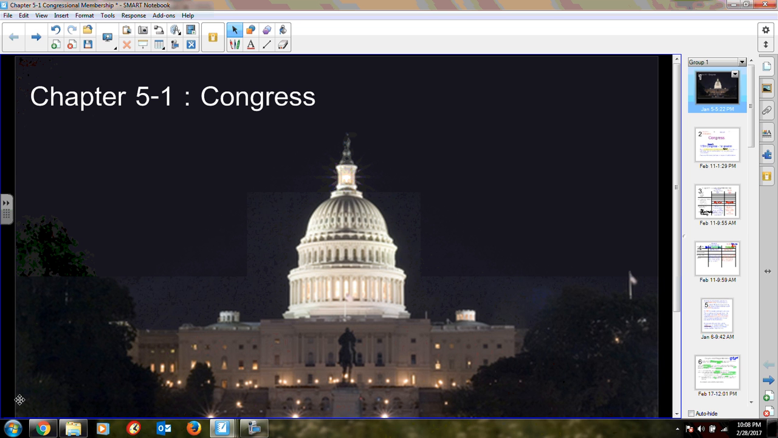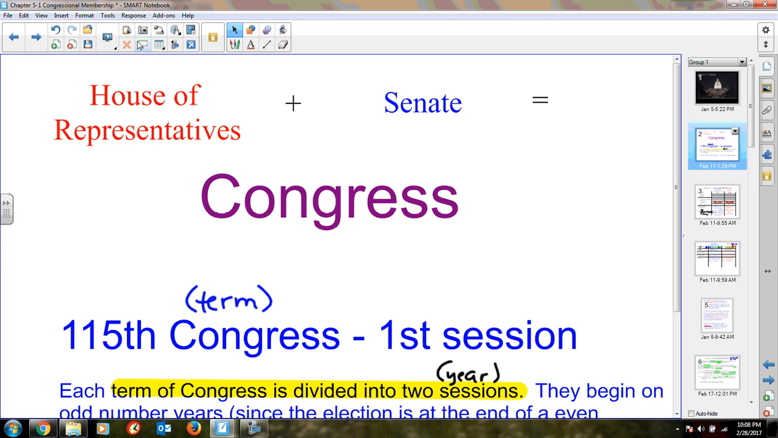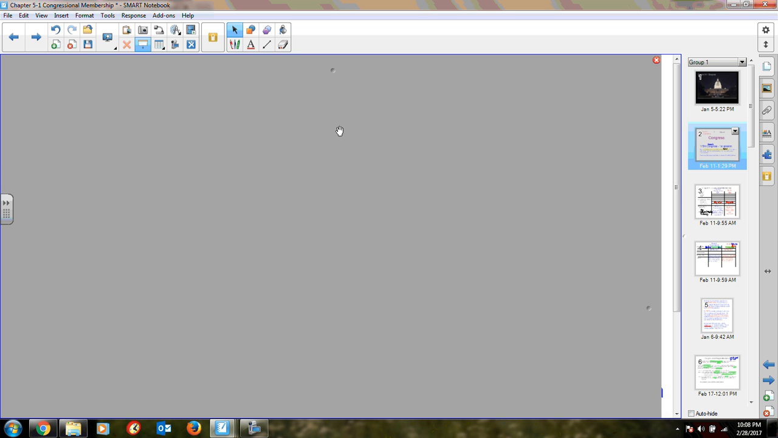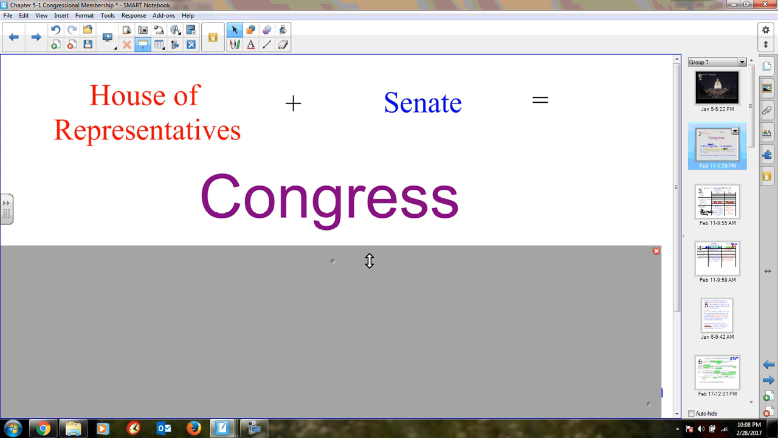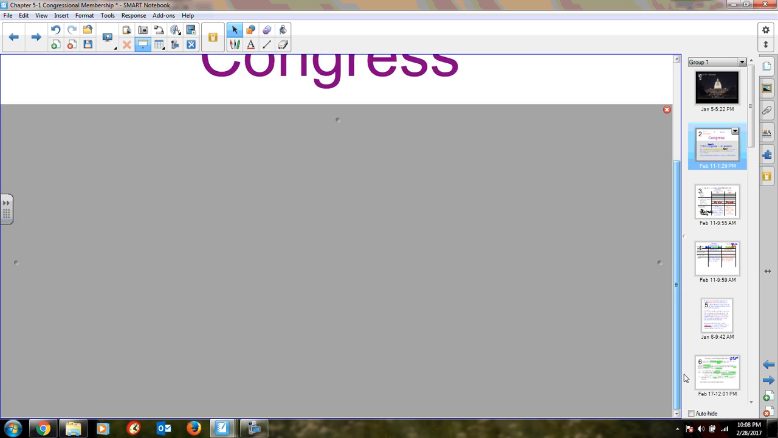And so we're going to start off with our study of how the legislative branch works. So exactly what is the legislative branch? Well, the legislative branch is the House of Representatives plus the Senate. And you put them together and you get the word Congress. Now we call a member of the Senate a senator, but ironically we call a member of the House of Representatives a congressman. Regardless, when you hear the word Congress, you're talking about both arms of Congress, the House and the Senate.